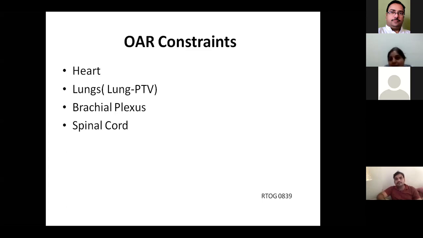These are the OARs that you have to keep in mind when you're treating your lung tumors. First, the bilateral lungs, and generally we look at the lung minus PTV. There is debate whether you look into GTV or PTV, but most of them look into lung minus PTV. Then the plexus.